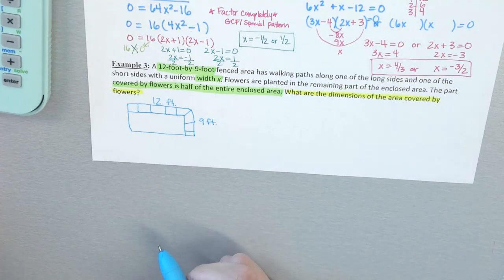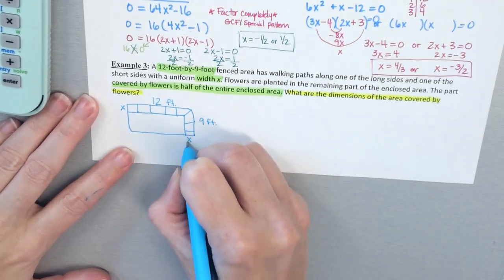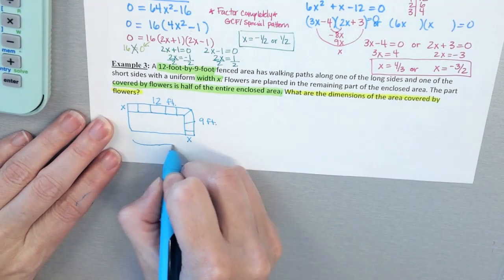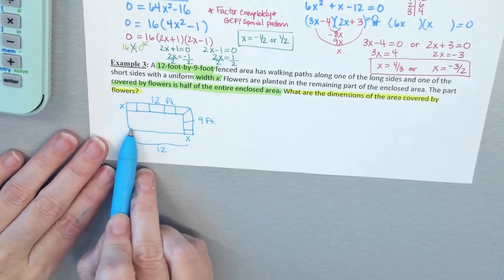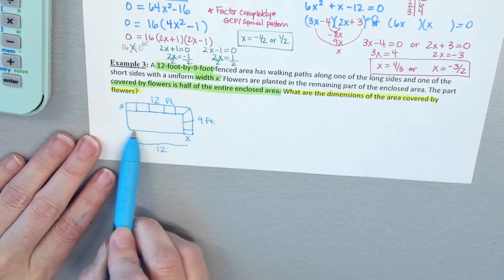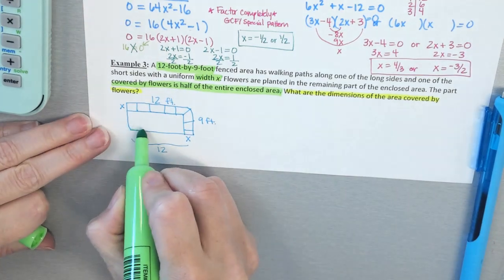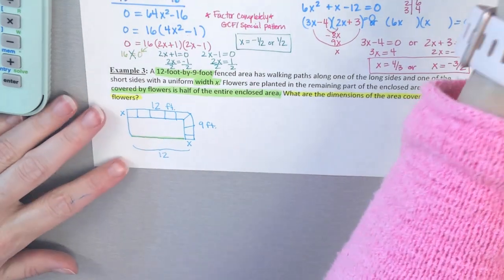Okay, so there's a few things that we have to think about. The width, it said, is X, the width of this walking path. We know that this whole length here is going to be 12, because if this side is 12, this side is 12. It's a rectangular area. How can I write what this side is inside? What would this be? How can I write that? 12 minus X, good.